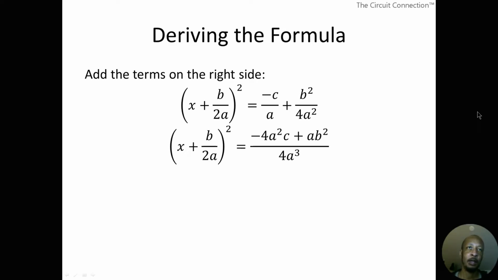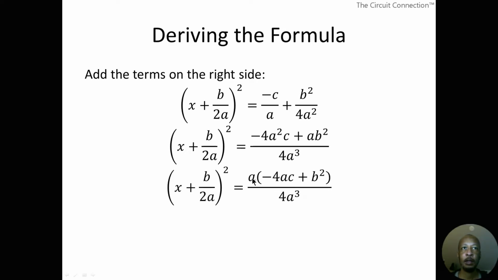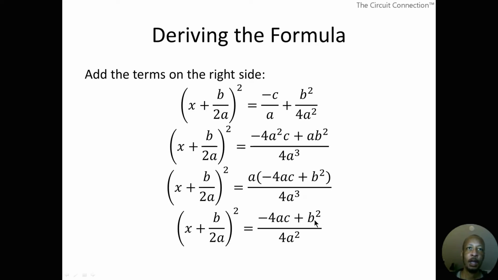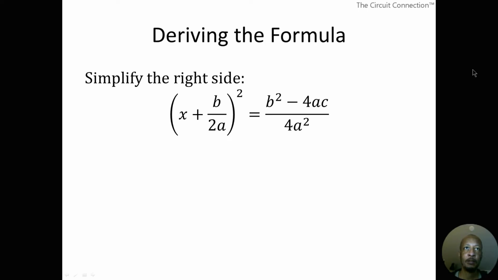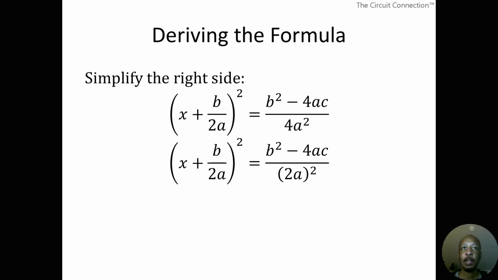Then next, what I did was I factored out an a from what I have on the top here in this numerator. I factored out an a, and then now as a factor here, I can cancel that with that on the bottom and simplify it more. So then I end up with this, and then I'm going to just organize these terms on the right side in the numerator. So that gives me this, the b squared minus 4ac in the numerator, and then I have 4a squared on the bottom. That 4a squared can be factored into 2a, all of that being squared.